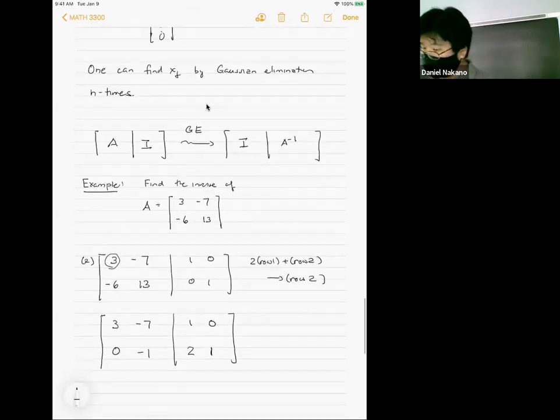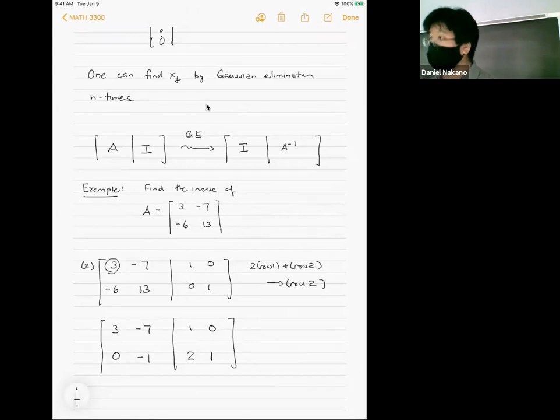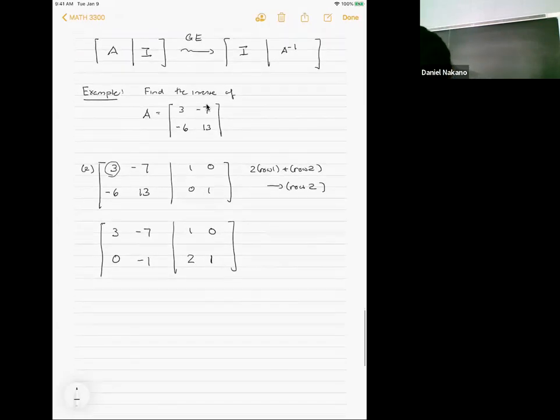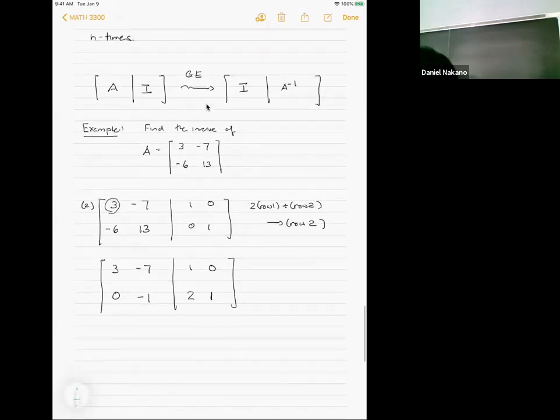So that's the process, right? We're going to start with A and then the identity matrix on the right-hand side. We're going to transform the left-hand side into the identity, and then the right-hand side will turn into the inverse. Okay? So here, let me just write this in. So this part is A here, okay? And this part is identity.